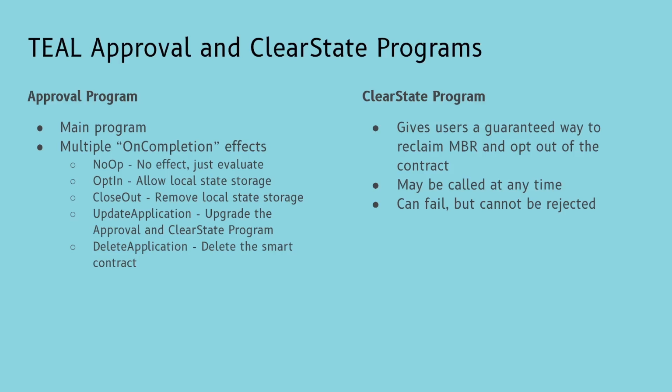For almost every interaction a user makes to a smart contract, it will be the Approval Program that's going to be invoked. This includes regular application calls, opting in, closing out, updating, and even deleting the smart contract.